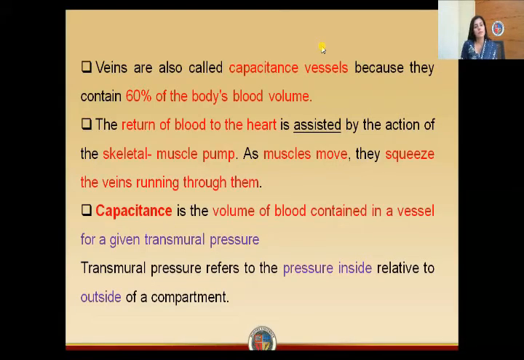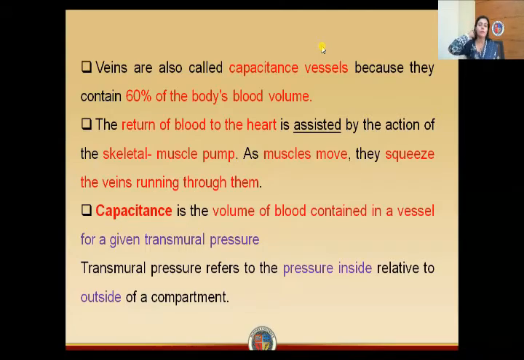So students, in this lecture, we are going to overview hypertension. Before going into detail of hypertension, we will discuss what veins are, what is another name of veins, what is capacitance, and what is transmural pressure, because these are the terms which we are continuously going to use in our future lectures.